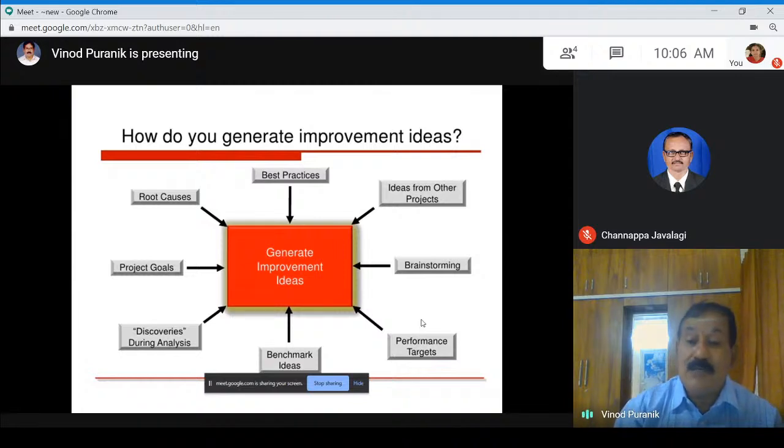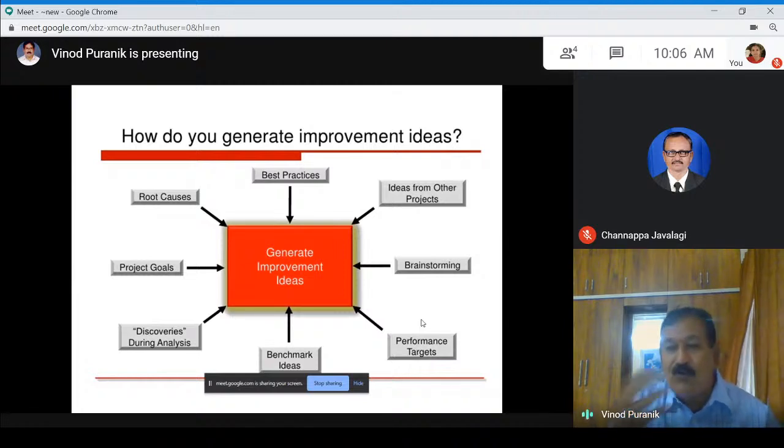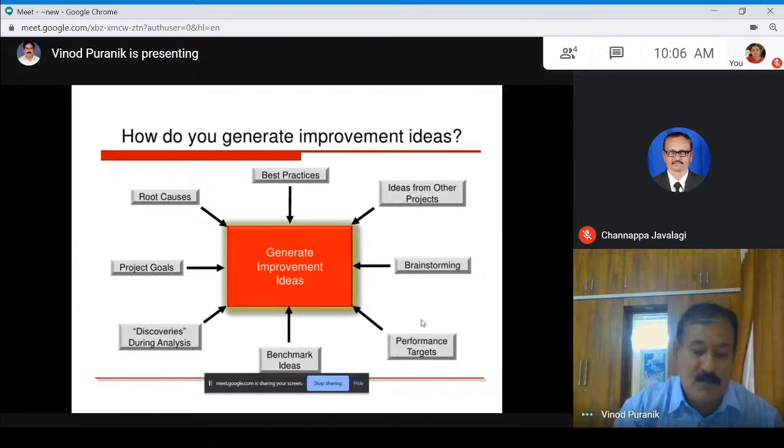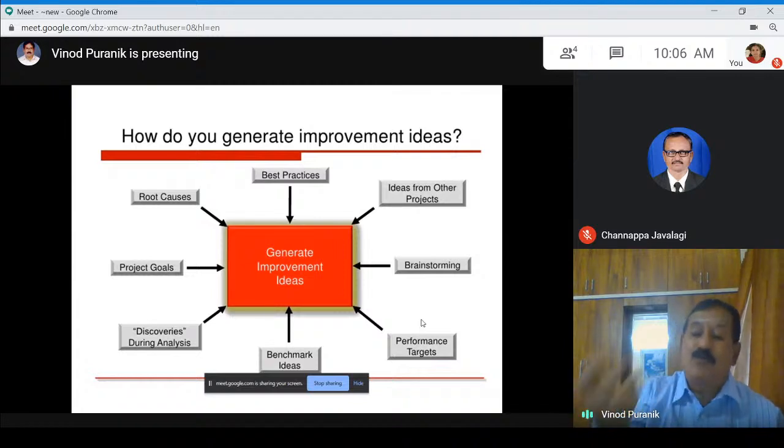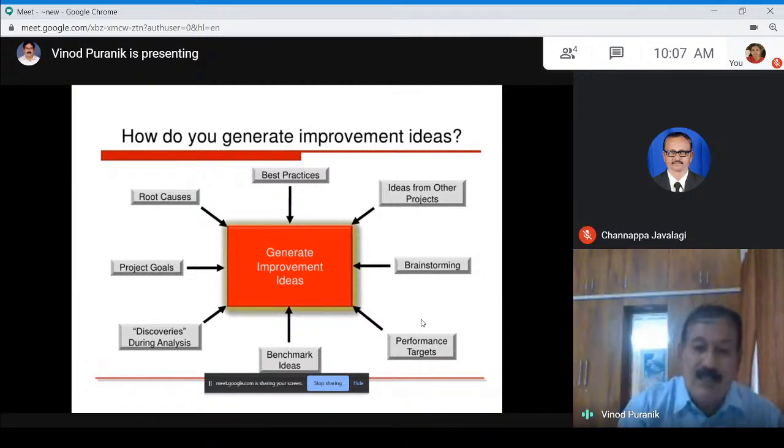Then ideas from other projects, which will follow the brainstorming. Then you should have the performance targets, then benchmark ideas, and discoveries during analysis. That's very important. Sometimes you are not able to predict. While you are doing some work, you will identify something new, which will be more useful for the success of your project. So the improvement ideas will always help us to go ahead with the project.